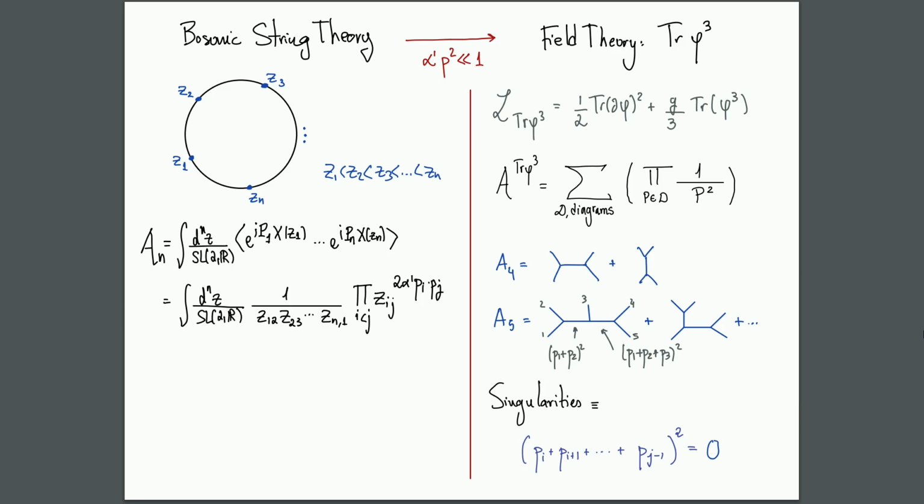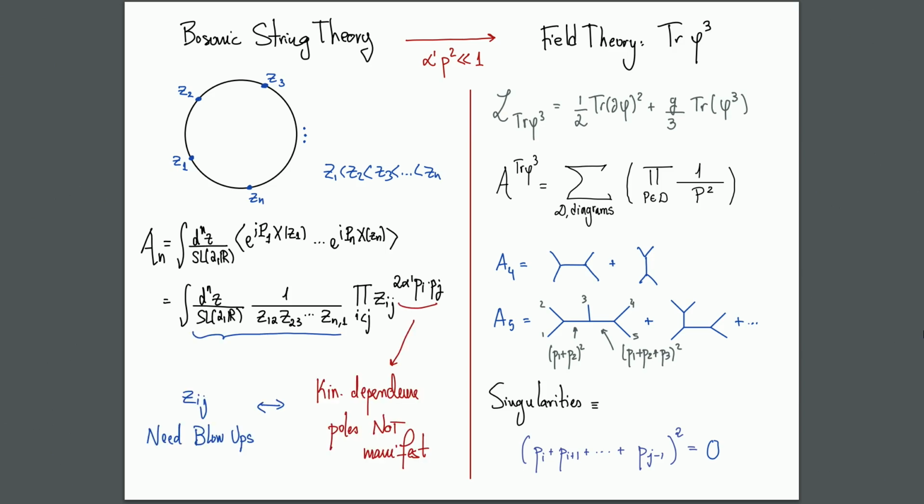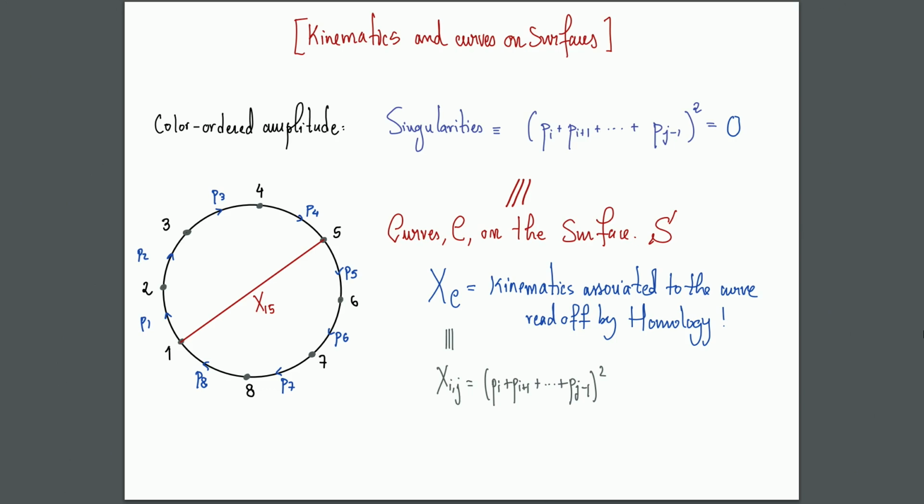And if we look back on the left, this fact is not made obvious by the expression that we have. The kinematic dependence does not make the location of the poles manifest. This is closely related to the fact that in this representation, we need what are called blow-ups to actually access all the singularities. These are precisely the 2 points that the surface formalism addresses, and the first step in this direction is to think about the kinematics as being associated to curves on surfaces.